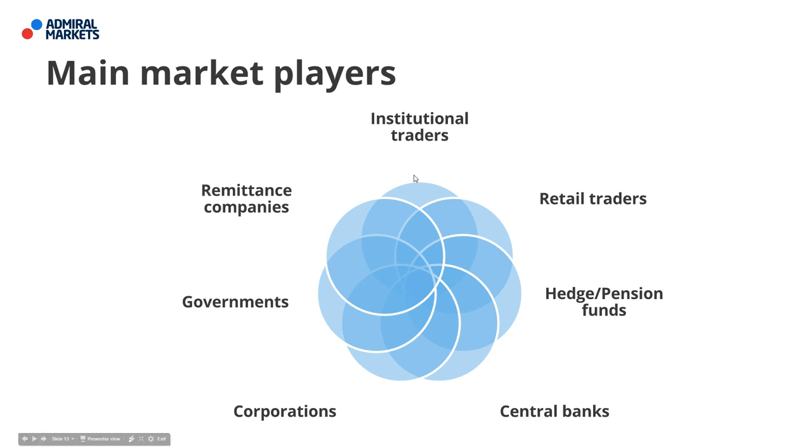Also, there are main market players who move the market. We say those are usually big banks and institutional traders. But there are also retail traders such as us or you, hedge and pension funds, central banks, corporations, governments, and remittance companies. Now, let's start dissecting the biggest players, and those are the banks.